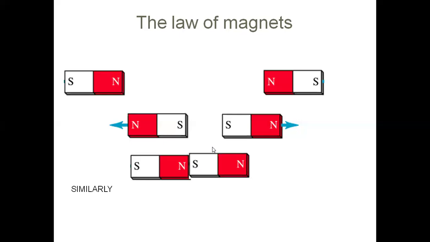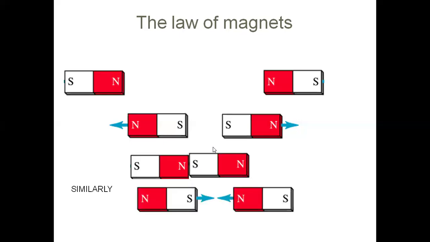In the same way, south and north, north and south attract, south and north also attract. So, what is the law of magnetism? Magnets: like poles repel, unlike poles attract.